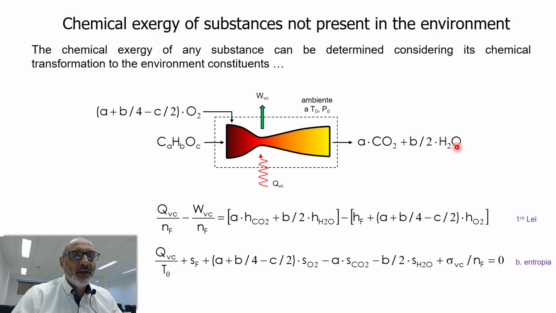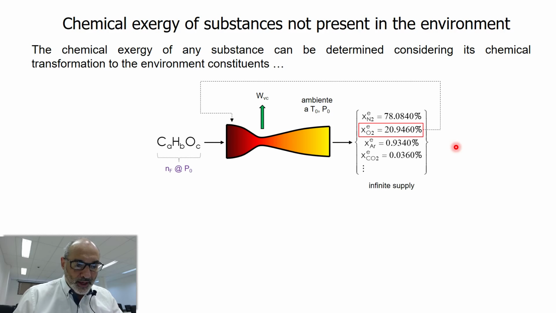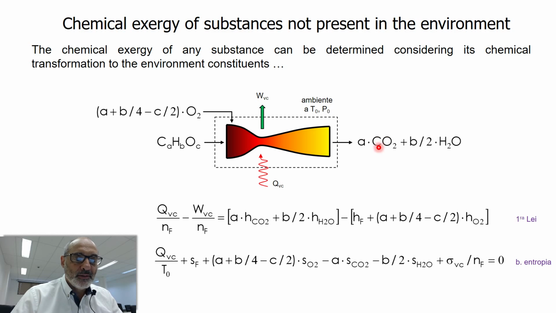Okay, and CO2 and H2O are components of our atmosphere. So I'm going back one slide. If the chemical substance is not present in the atmosphere, in the reference environment, I'm going to use one or more components here to react in order to form the same components here. It doesn't have to be all, but as in here, I'm only forming CO2 and H2O. I'm not forming O2, for instance.